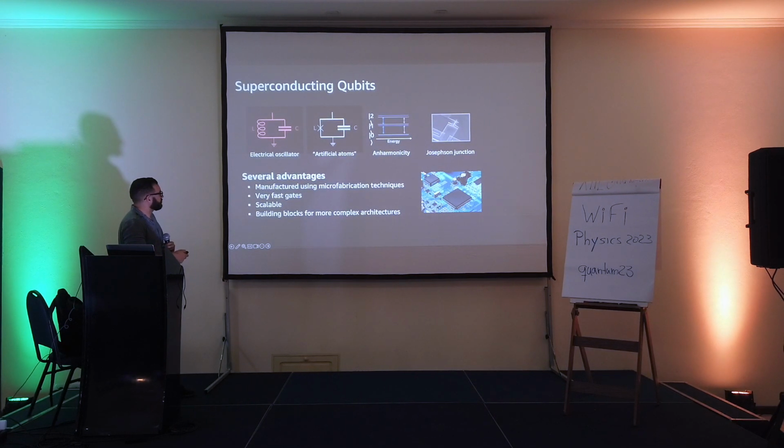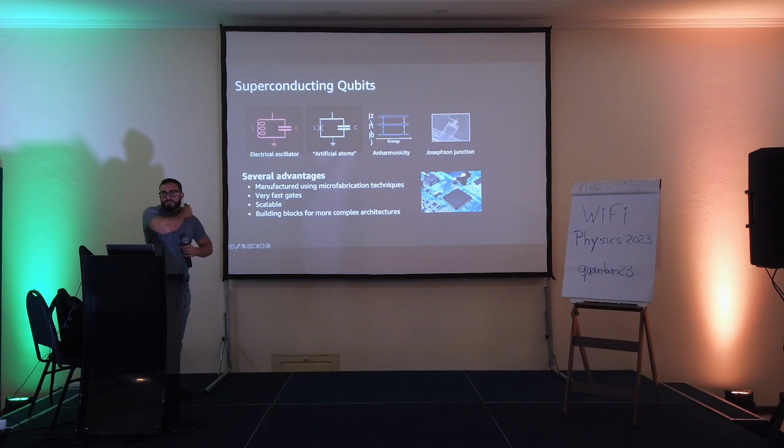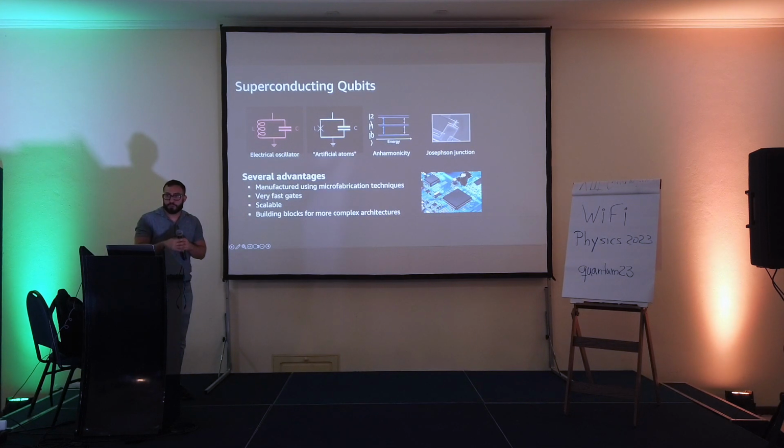Because they have some advantages. First, they can be manufactured using microfabrication techniques, not so dissimilar from how our computers are fabricated today in foundries, like CMOS technology. There is an important difference, which is that we do need superconducting elements there, and these foundries are not used to that. That's why right now we cannot outsource to a foundry to build a chip of superconducting qubits for us.